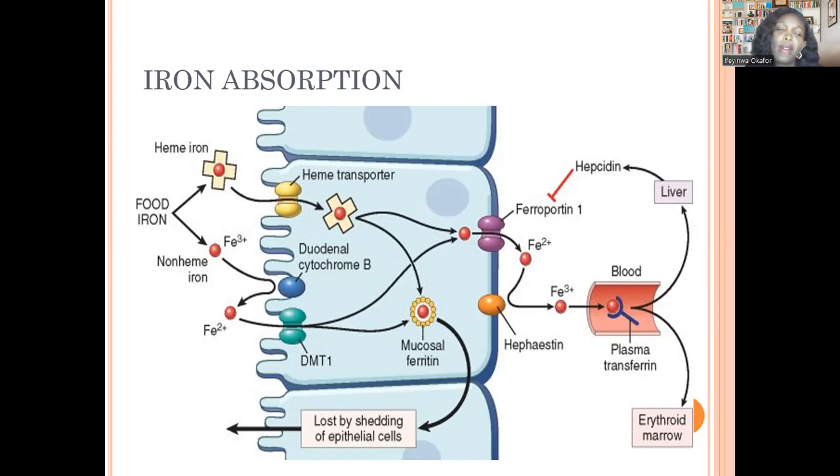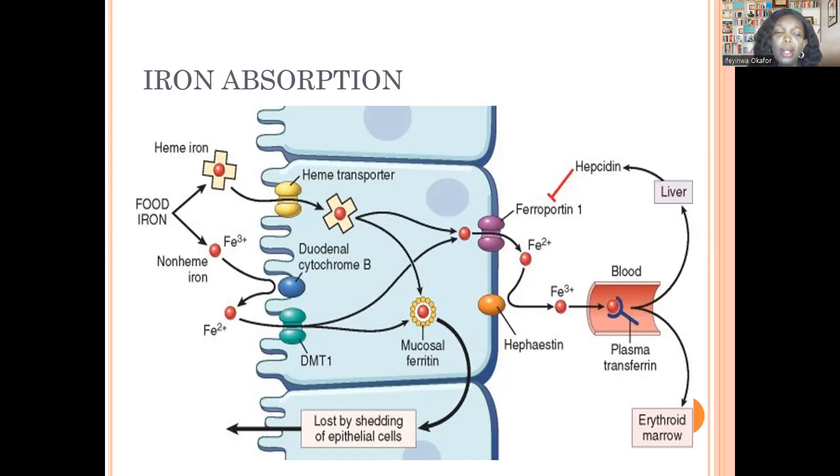These two forms of iron are absorbed differently. But the point of absorption is in the proximal duodenum. The heme iron is transported across the luminal wall of the duodenal enterocyte by what we call heme transporter, heme carrier protein 1. It is transported as heme.